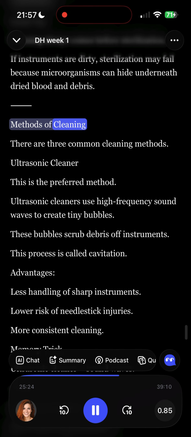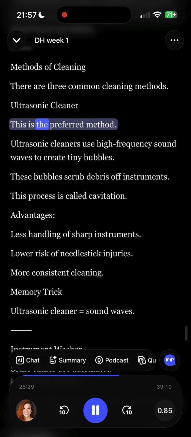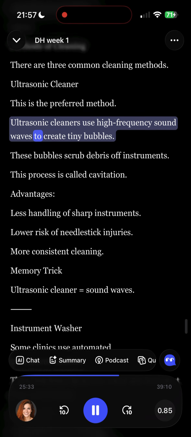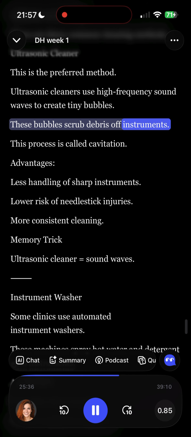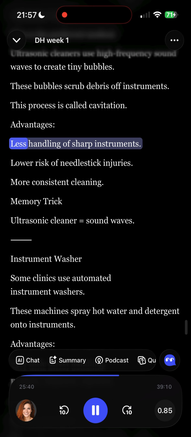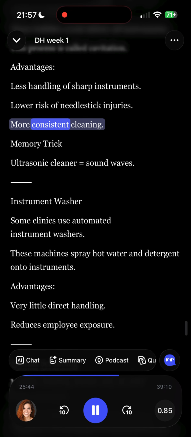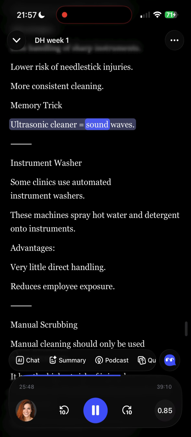Methods of cleaning. There are 3 common cleaning methods. Ultrasonic cleaner. This is the preferred method. Ultrasonic cleaners use high-frequency sound waves to create tiny bubbles. These bubbles scrub debris off instruments. This process is called cavitation. Advantages: less handling of sharp instruments, lower risk of needle stick injuries, more consistent cleaning. Memory trick: ultrasonic cleaner equals sound waves.